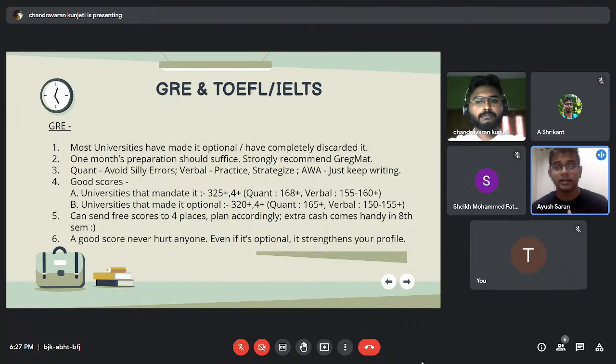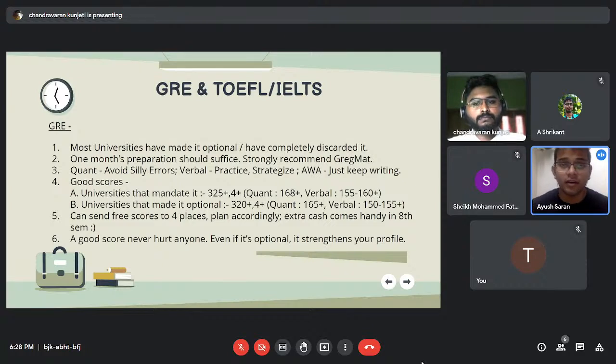Also, keep in mind that you can only send your scores to 4 places for free, after which they charge a certain fee for each score you send. And this means that if you plan to apply to, say, 6 universities, then you can send it to 4 of them for free. The other two you'll have to pay for.